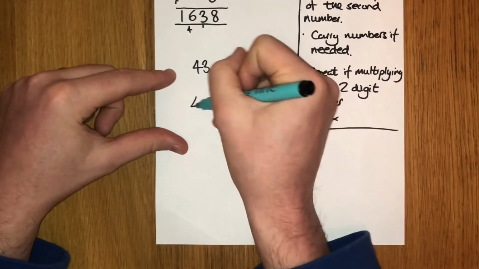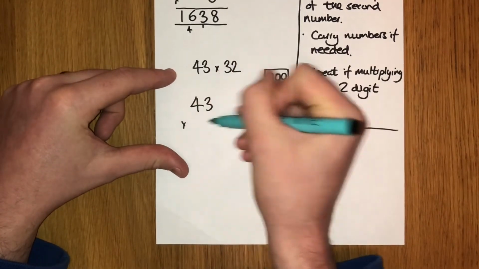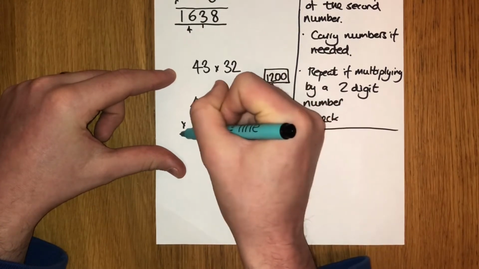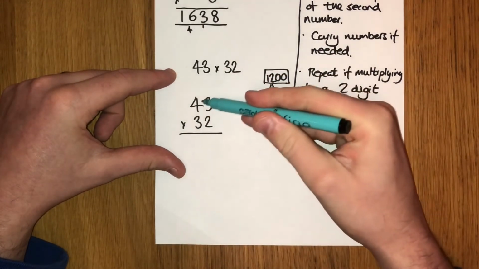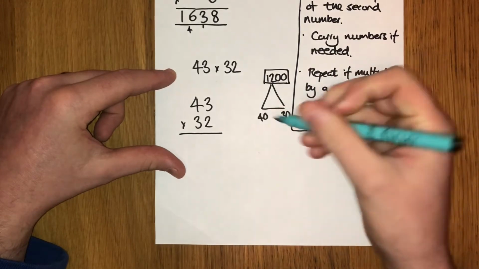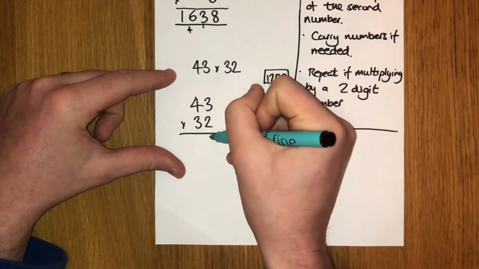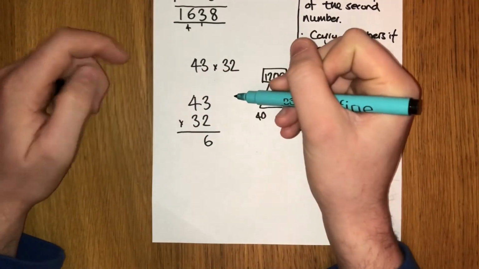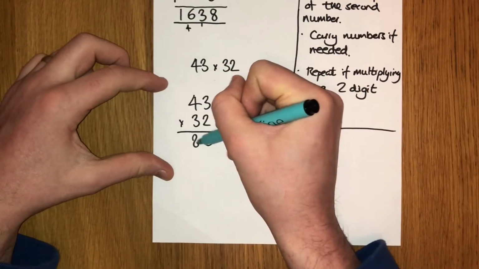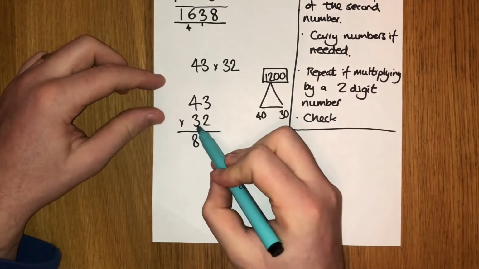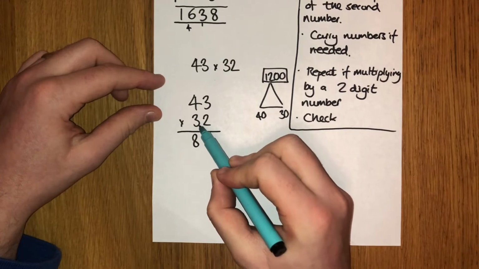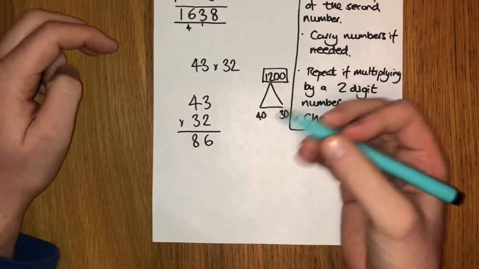So set it out in columns, 43 times 32. And then I'm multiplying both parts of this 43 by 2 first. So I do 2 times 3, which is 6, and then 2 times 4 tens, which is 8 tens. Then I'm now going to be multiplying everything by this 3, but it's not a 3, it's a 3 tens.